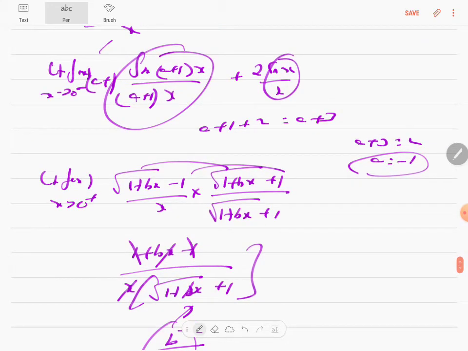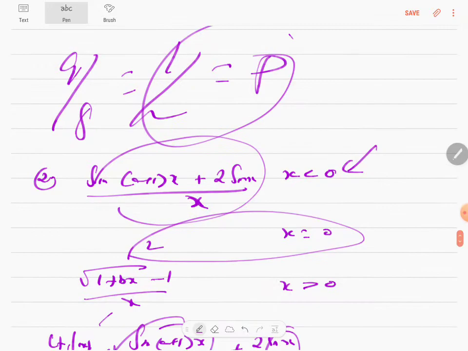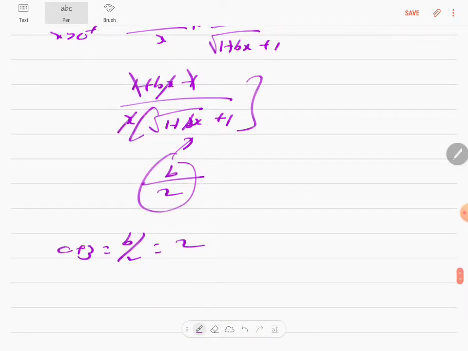What was the answer for the left limit? a plus 3. So a plus 3 is equal to b by 2, which is equal to the value at that point, which is 2. So therefore a is equal to minus 1, b is equal to 4. All the values you can find and write. Okay, can I go to the next question?